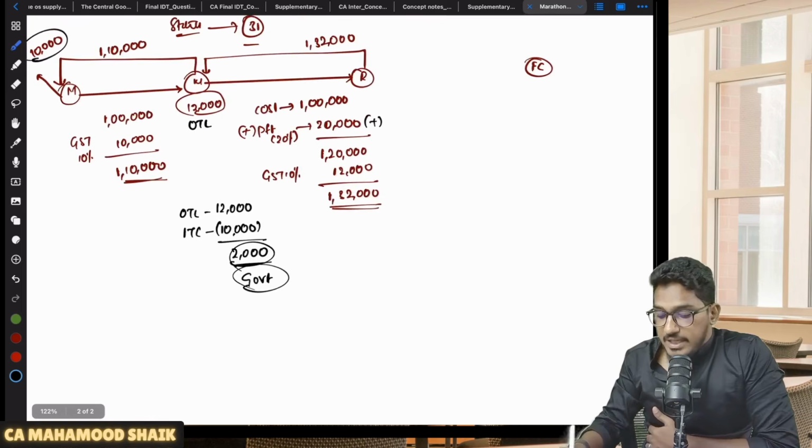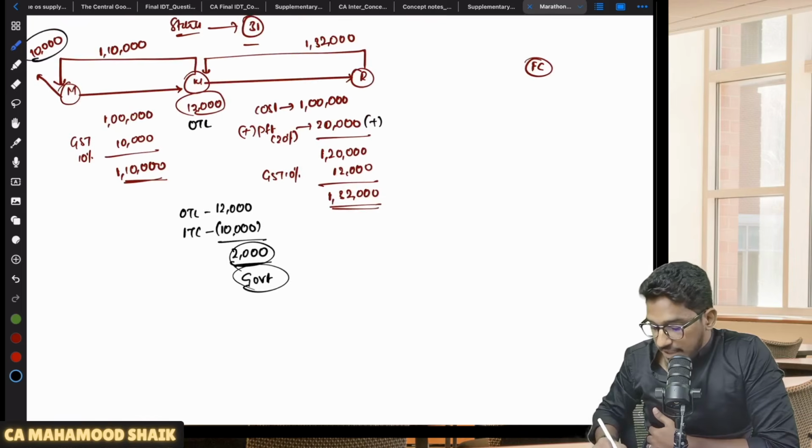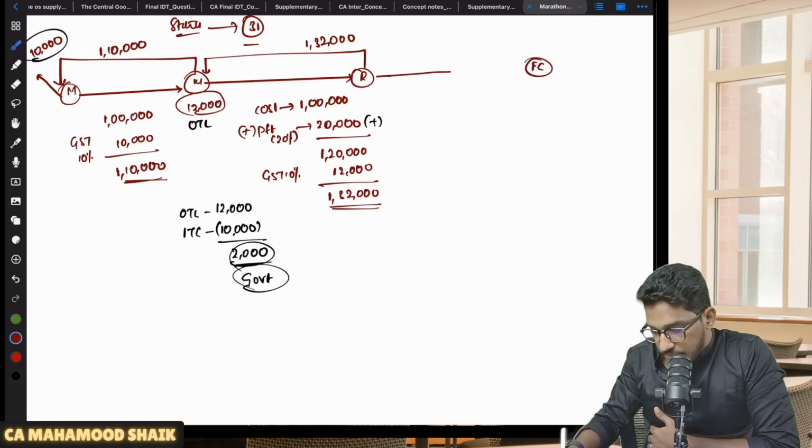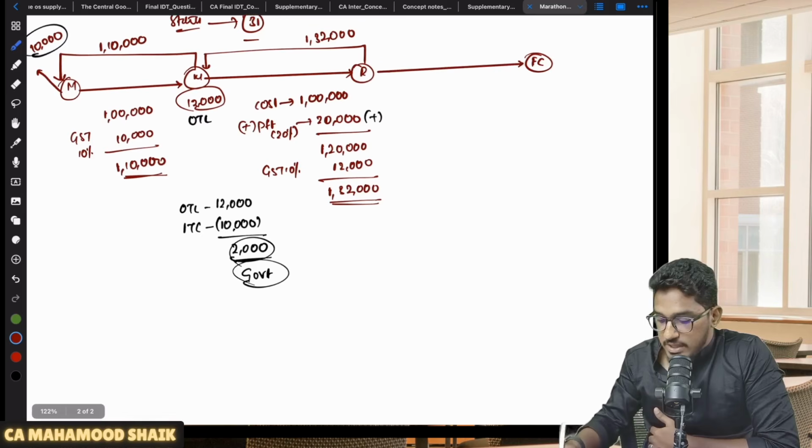Now, retailer, what will he do? Now he will make the final supply to the consumer. When the final consumer walks into the retailer, like you and me, to that final consumer he will sell. Sir, what is the cost to the retailer? Don't say 1,32,000, because 12,000 rupees. Once again, the retailer has paid 12,000 rupees of GST to the government.